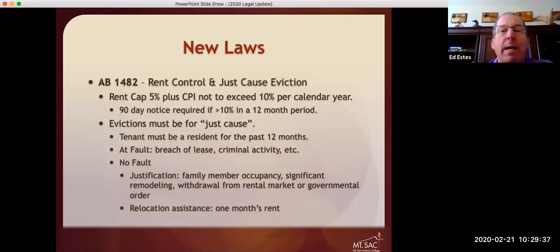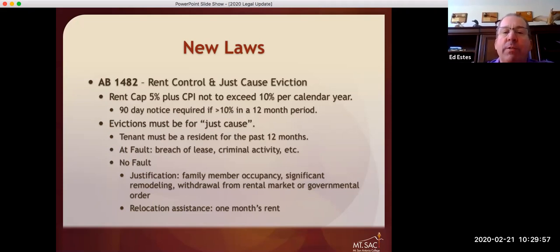I'm going to get through this slide before I start taking questions. Now, we've taken care of the at fault. Let's go down to the no fault. You need to have justification if you want to get rid of a tenant who hasn't breached the lease.